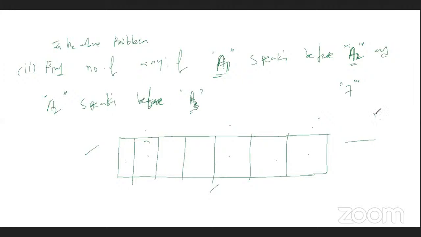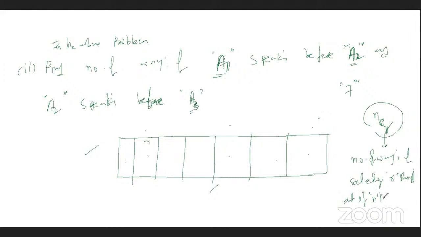You know what is the meaning of nCr? Number of ways of selecting r things out of n things. Out of n distinct things.